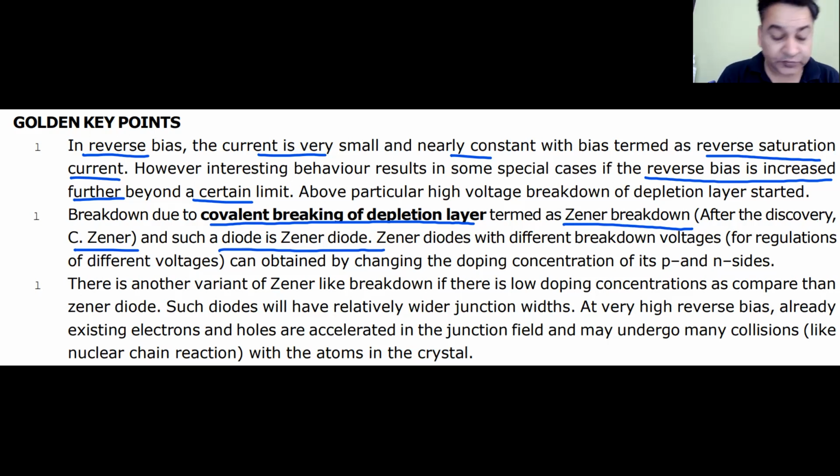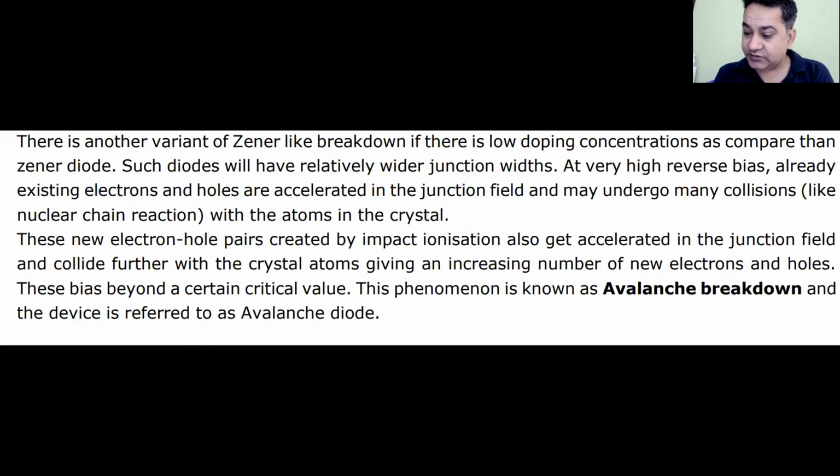Completed, sir. Then there's another type of breakdown, which is known as avalanche breakdown. Now, what is the difference between avalanche and Zener? Just listen to it. There's another variant of Zener breakdown. It's a type of Zener breakdown.